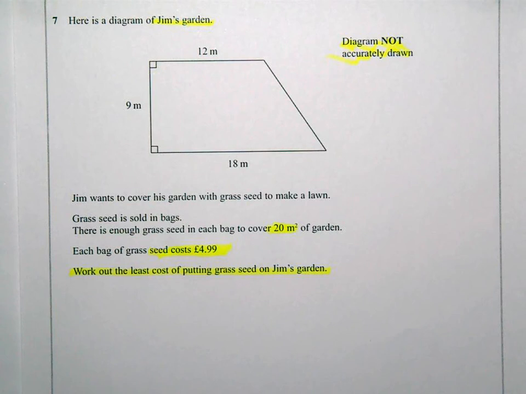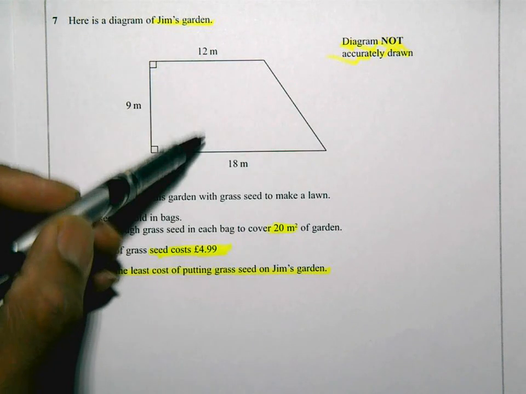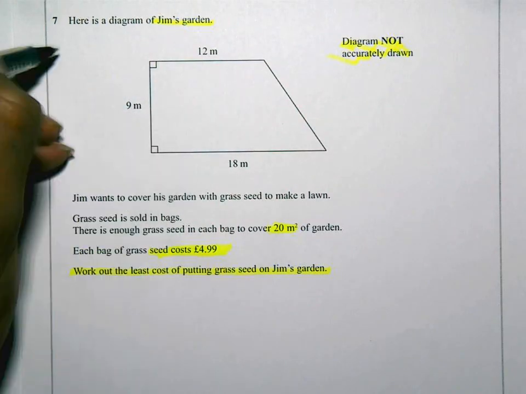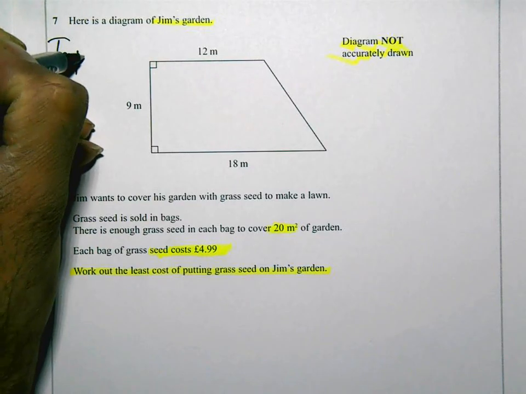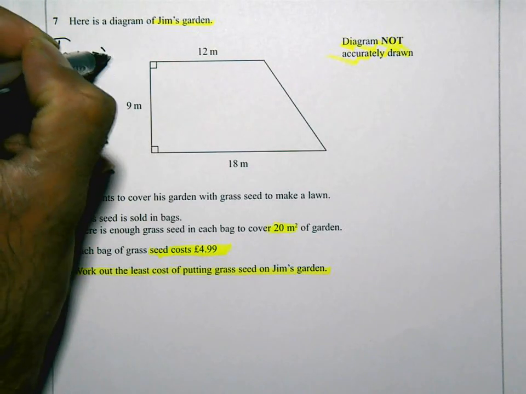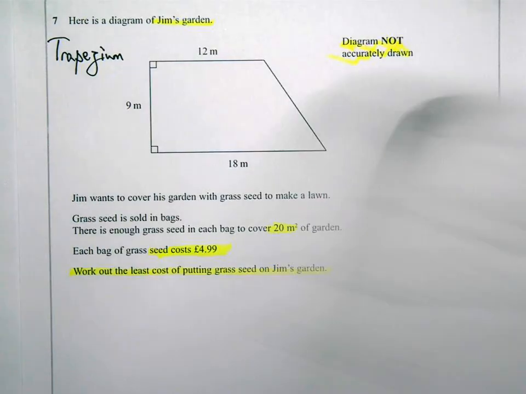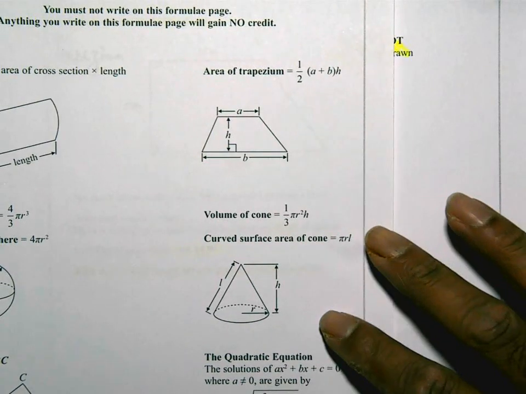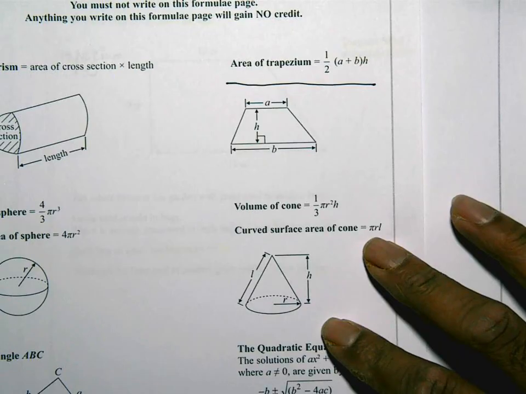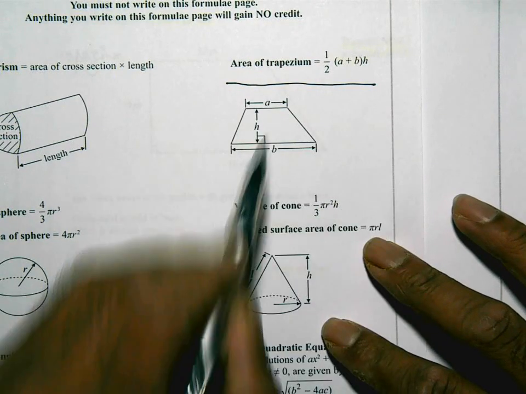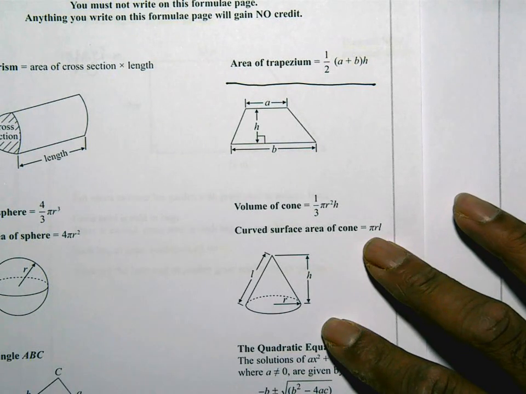But I need to work out the area of this shape. Now, you should recognize that this shape is a trapezium. On the formula sheet there is the formula for the area of a trapezium. The area of a trapezium is a half (a + b) times h, where a and b are the parallel sides, so a half a plus b times the height. I'm going to write that in here.